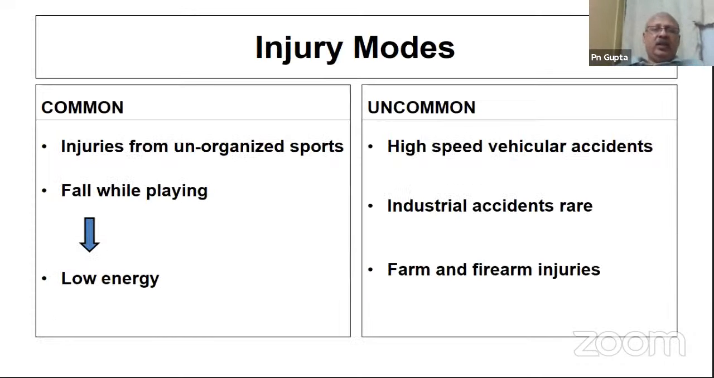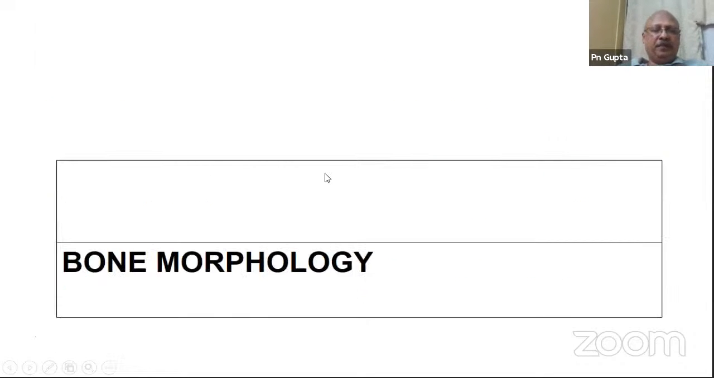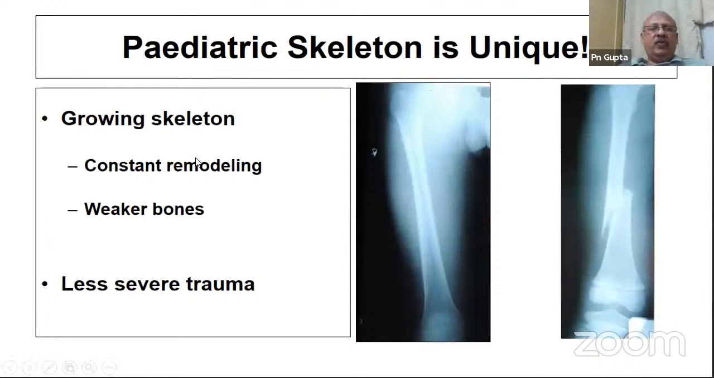So basically in children, the most common modes of injury are low energy injuries due to falls and injuries from unorganized sports. If you see the bone morphology in children, the pediatric skeleton is unique because it is a growing skeleton with constant remodeling and relatively weaker bones. That means a less severe trauma can cause a fracture. A fall while playing can cause a fracture in children, and it is highly unlikely to cause a fracture in a young adult.